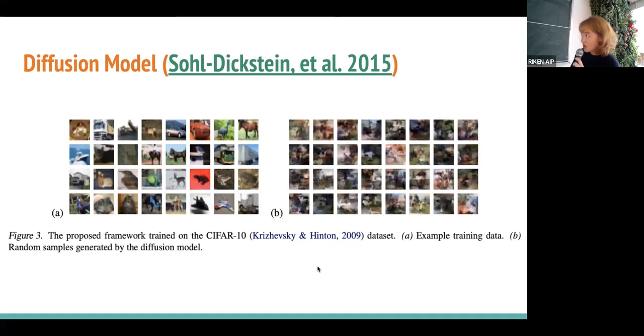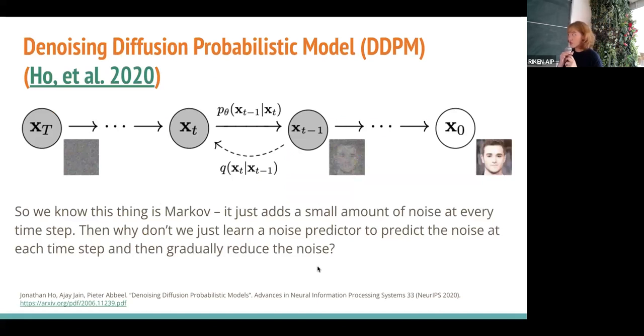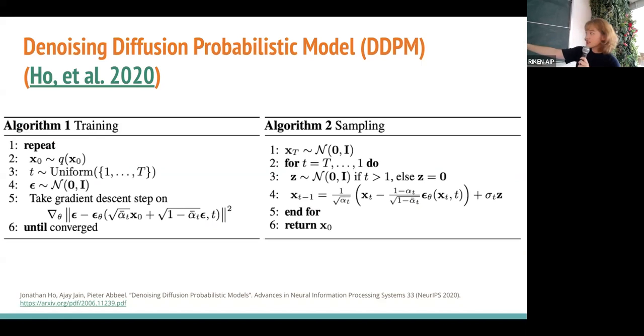But basically, something happened in 2020. This guy called Jonathan Ho said, we know this thing is Markov, so you just add a small amount of noise at each time step, right? So why don't we just learn a noise predictor to predict the noise and then denoise? Instead of learning the probability distribution, which is much harder, why don't we just learn the noise? That's easy, right?